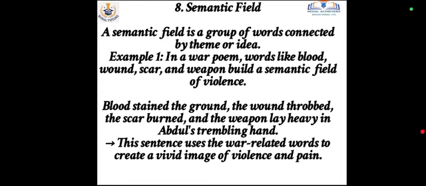Semantic field. A semantic field is a group of words connected by theme or idea. For example, in a war poem, words like blood, wound, scars, and weapon build a semantic field of violence. For example, blood stained the ground, the wound throbbed, the scars burned, and the weapon lay heavy in Abdul's trembling hand. This sentence uses the war-related words to create a vivid image of violence and pain.